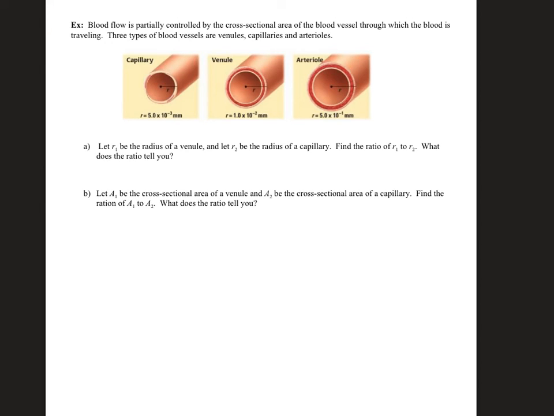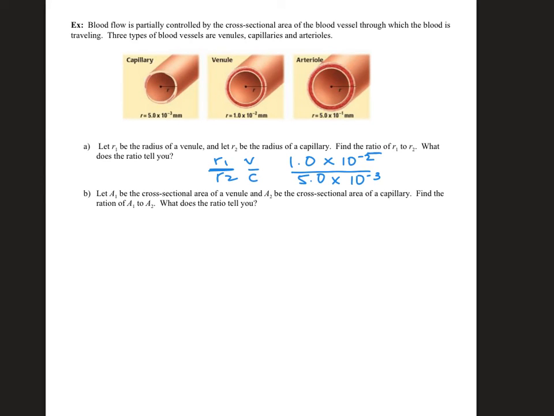So the last thing that I want to be able to do is to use scientific notation in real-world situations, and so here I've got a capillary, a venule, and an arteriole, and it says let R1 be the radius of a venule, let R2 be the radius of a capillary, and it asks me to find the ratio, so right away I know that means I'm setting up a fraction of R1, which was the venule, to R2, which was the capillary, and the venule radius was 1.0 times 10 to the negative 2 divided by a capillary, which was 5.0 times 10 to the negative 3.